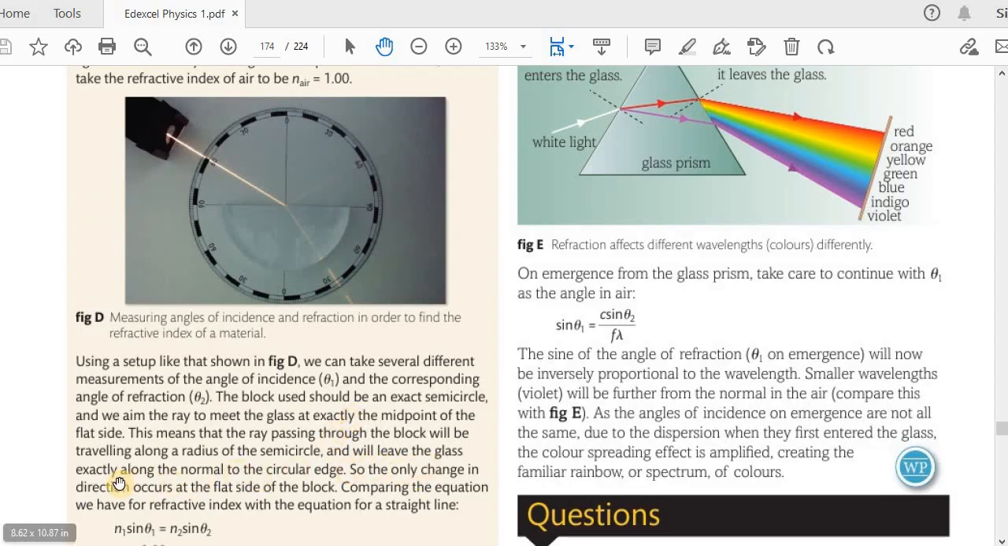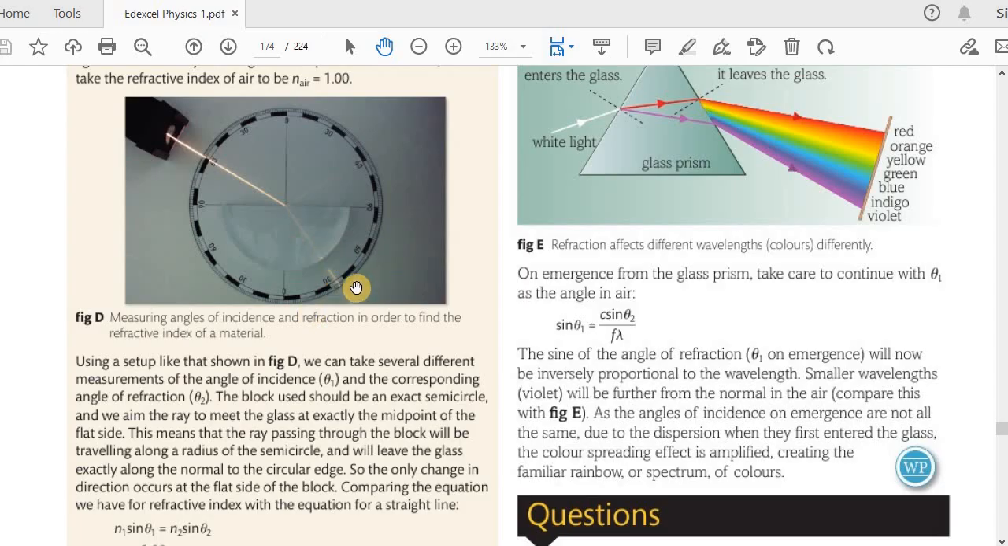and will leave the glass exactly along the normal to the circular edge. See, when it goes like this, you know the radius and the circumference make a 90-degree angle. For O-level IGCSE Mathematics, you would have learned this. The tangent to that point. Tangent is a line just touching the curve or the circle at that point. So the tangent and the radius are perpendicular to each other.